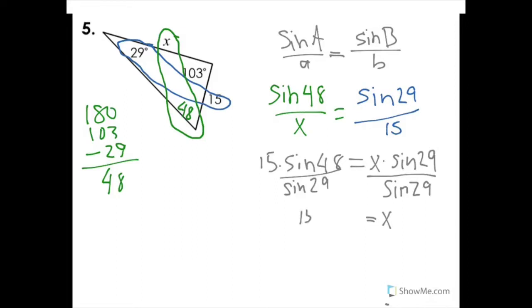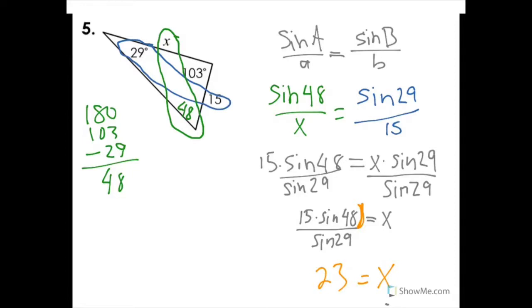And x is equal to 15 times the sine of 48 over the sine of 29. And you're going to put all of that into your calculator, making sure you're in the right mode and making sure that you put parentheses after the 48. So when you plug that into your calculator, you get x to be about 23.